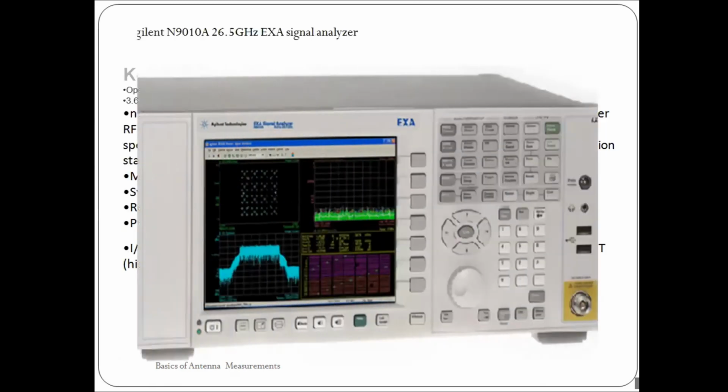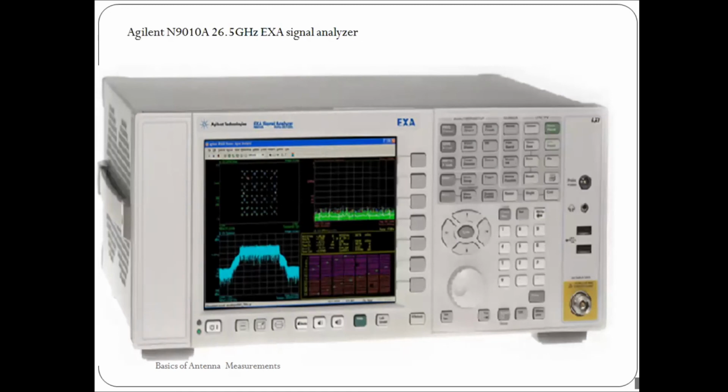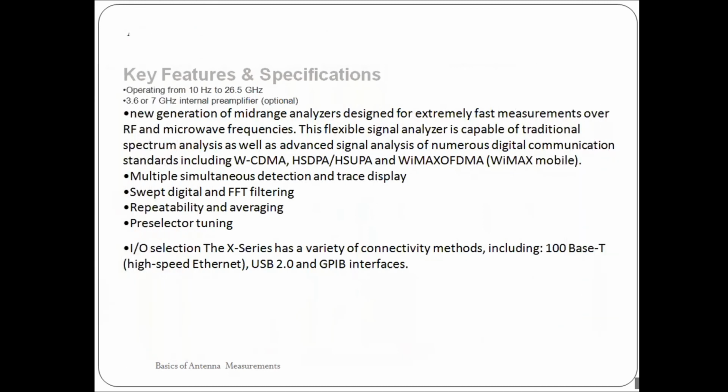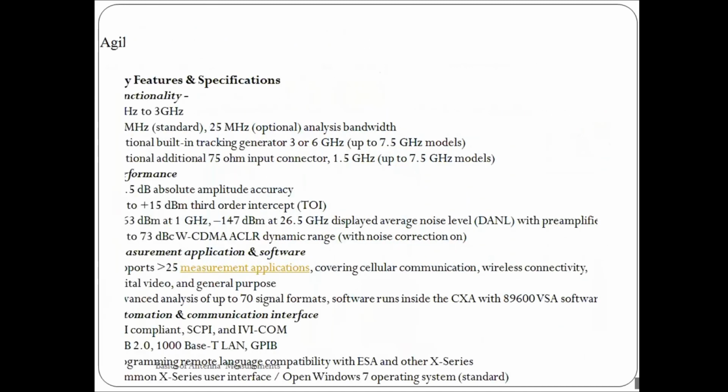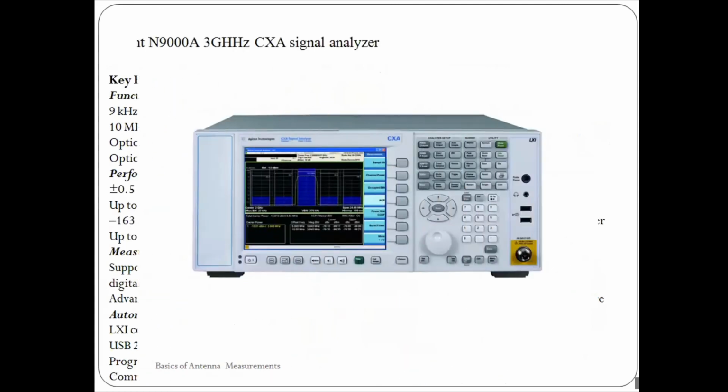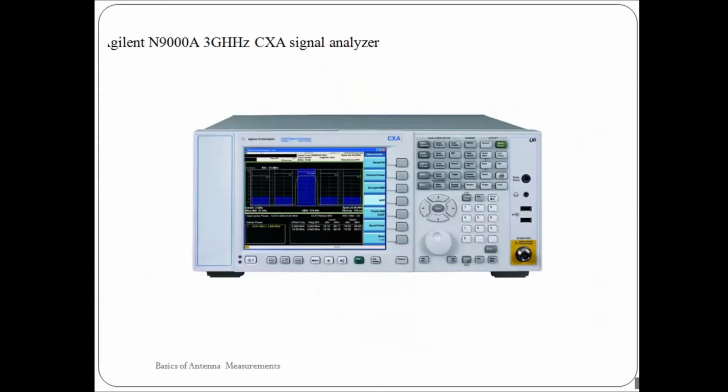So in addition to the network analyzer, a signal analyzer will also measure the S parameter, and also all the signals, like spectrum measurement signals, and also the filtering signals, EVM, error vector signals, we can measure with the help of the CXA signal analyzer. So this would be suitable.